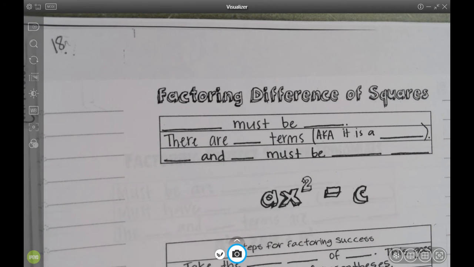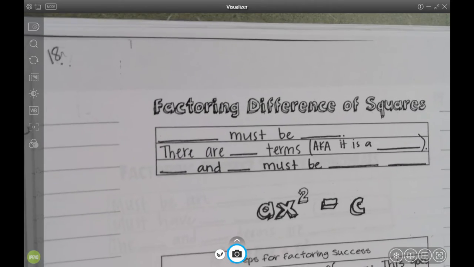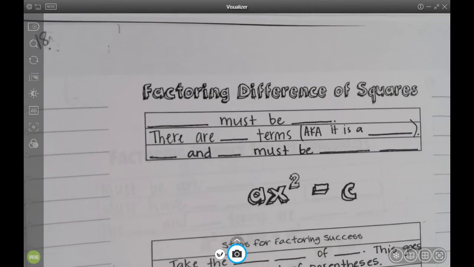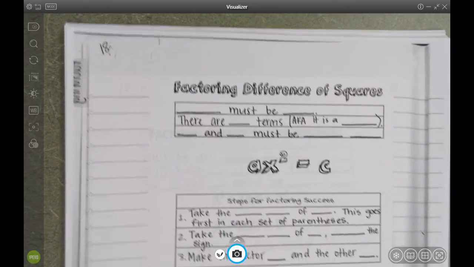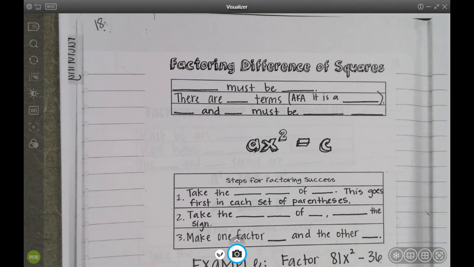We're going to glue in that factoring difference of squares from your sleeve. Again, this is page 18, not 17.